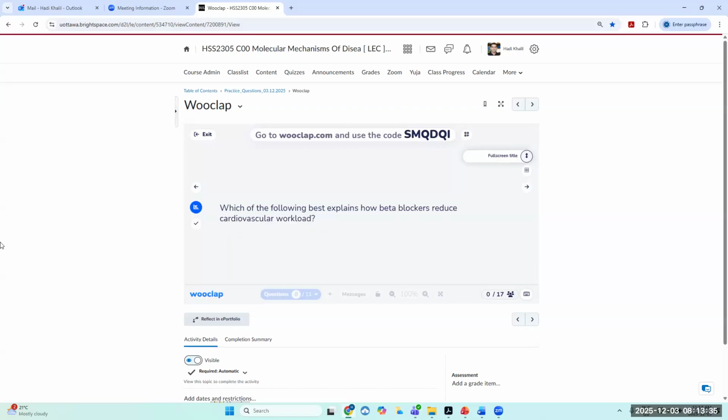Which of the following best explains how beta blockers reduce the cardiac overload? So, in such a question, you should know what beta blockers are, and then you should know how they work.